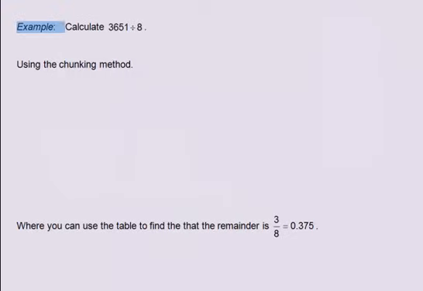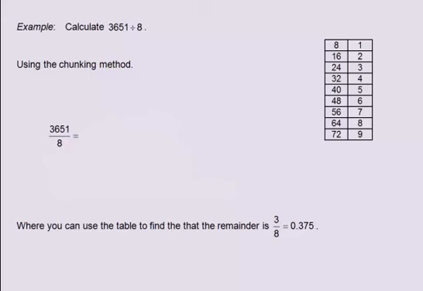Example: calculate 3651 divided by 8. Using the chunking method, first write your 8 times table. 3651 divided by 8 equals 3200 divided by 8, with 451 left over, 400 divided by 8, with 51 left over, 48 divided by 8, with 3 left over.